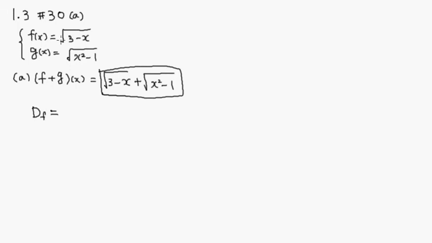Since we have a square root, we have to make sure that the stuff inside the square root is non-negative, which means that 3 minus x has to be greater than or equal to 0. We can add x to both sides to get 3 is greater than or equal to x, which means x has to be less than or equal to 3. So x goes from negative infinity all the way to 3, including 3.